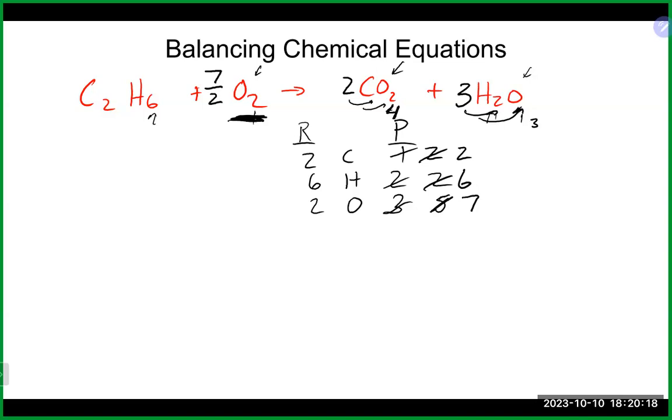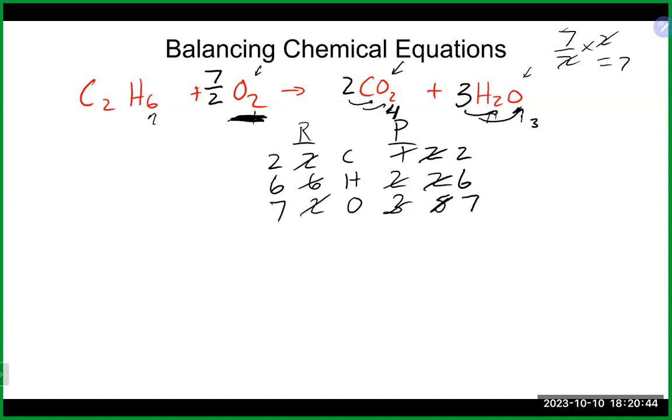And when I do that, that will give me 2 carbons. That will give me 6 hydrogens. And when I take 7/2 times 2, that gives me 7, which would give me 7 oxygens in this case. That is balanced, yes. Is that correctly balanced, by the way? It is not correctly balanced because I have a fraction.